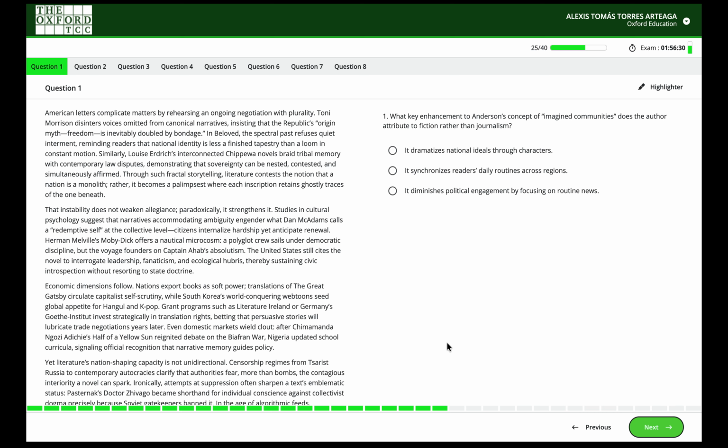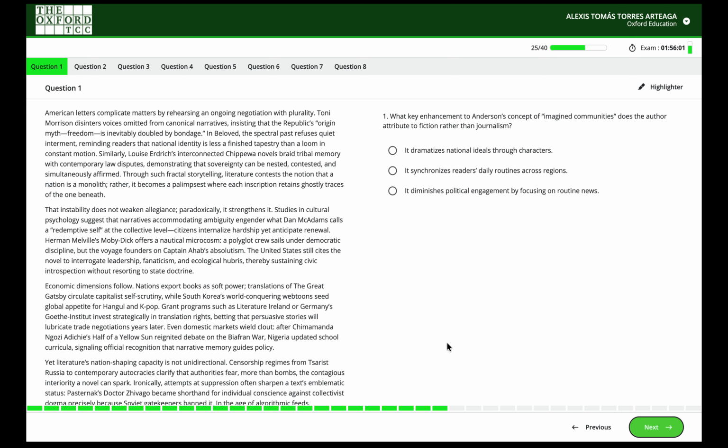Paradoxically, it strengthens it. Studies in cultural psychology suggest that narratives accommodating ambiguity engender what Dan McAdams calls a redemptive self at the collective level. Citizens internalize hardship yet anticipate renewal. Herman Melville's Moby Dick offers a nautical microcosm. A polyglot crew sails under democratic discipline, but the voyage founders on the captain's absolutism.